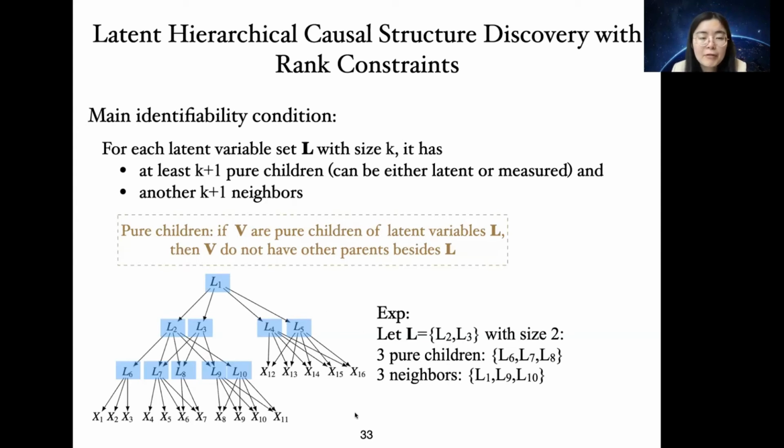Let's see an example for this condition. Let's suppose Air contains Air2 and Air3, so the size is 2, so k equals 2. Now we can see it has at least 3 pure children, for example, Air6, Air7, and Air8. And it has an additional 3 other neighbors, Air10, Air9, and Air1. This means that this structure satisfies the identifiability condition.